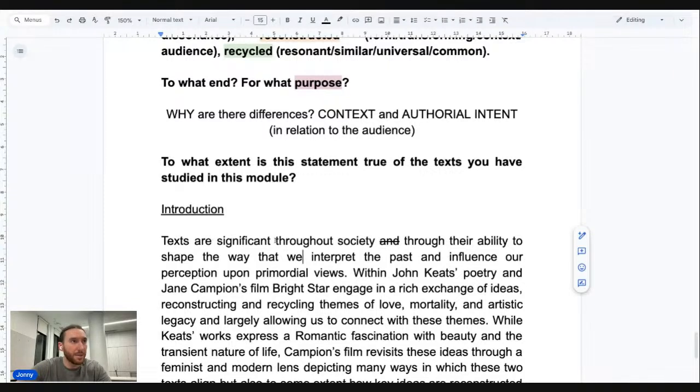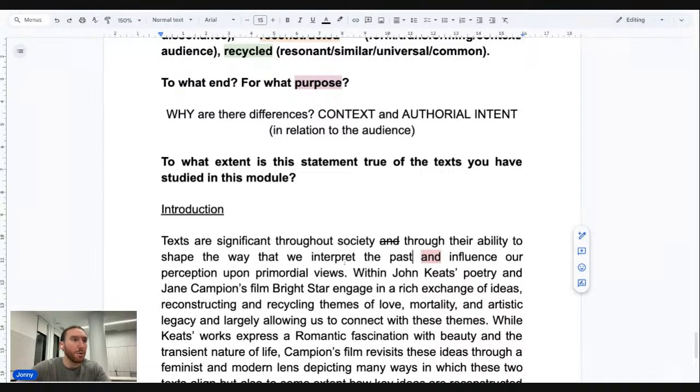Texts are significant throughout society. Yeah, I mean, again, overall, it's pretty generic to begin with. I'm just trying to improve it. Through their ability to shape the way that we interpret the past. And then you say "and" again. See the "and"? This is the problem with saying "and". You start to lose the reader and the marker. We don't know what you're emphasizing. So texts are significant throughout society through their ability to shape the way that we interpret the past.